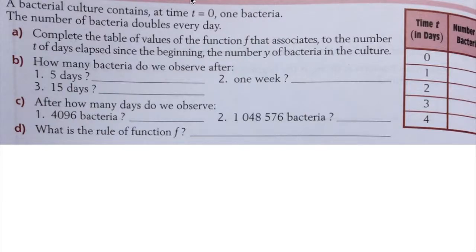Activity number 1, exponential growth. A bacterial culture contains, at time t equal to 0, 1 bacteria. The number of bacteria doubles every day. Complete the table of values of the function f that associates the number t of days elapsed since the beginning with the number y of bacteria in the culture.